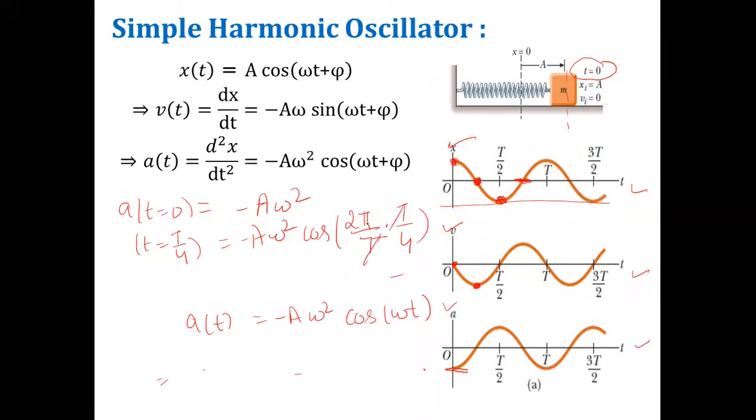Again, this will cancel. You will have cos pi by 2, and you will get 0 acceleration. So this will be the point where you will be reaching. And similarly, plug in the value of t by 2 and then 3t by 4 and t, and see if you can justify these graphs here.